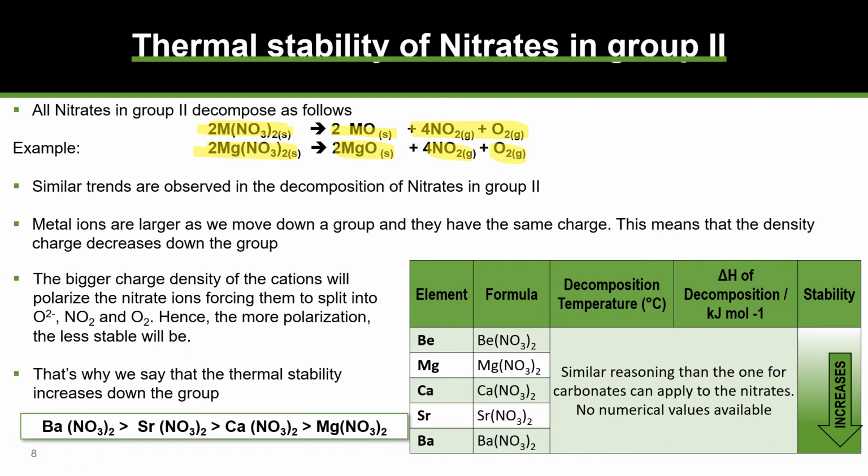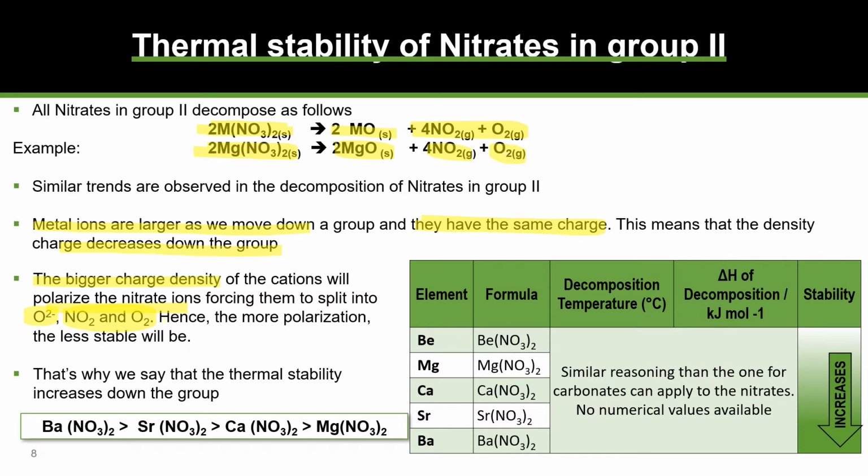Similar trends are observed here as in the carbonates, and the metal ions are larger as we move down the group. All of them have the same charge, which means that the charge density decreases down the group because the cations are getting bigger. The bigger the charge density of the cations, the more they will polarize the nitrate ions, the same as happens with the carbonate, but to form, in this case, the oxide ions, nitrogen dioxide and oxygen gas.